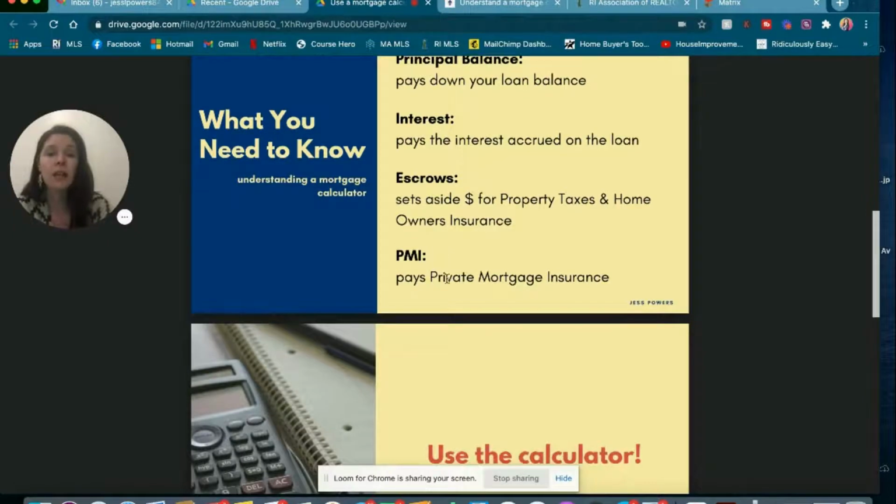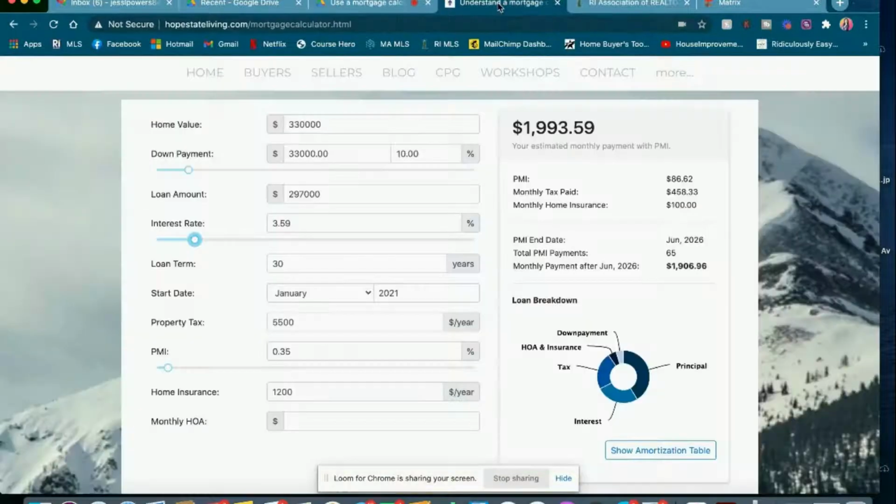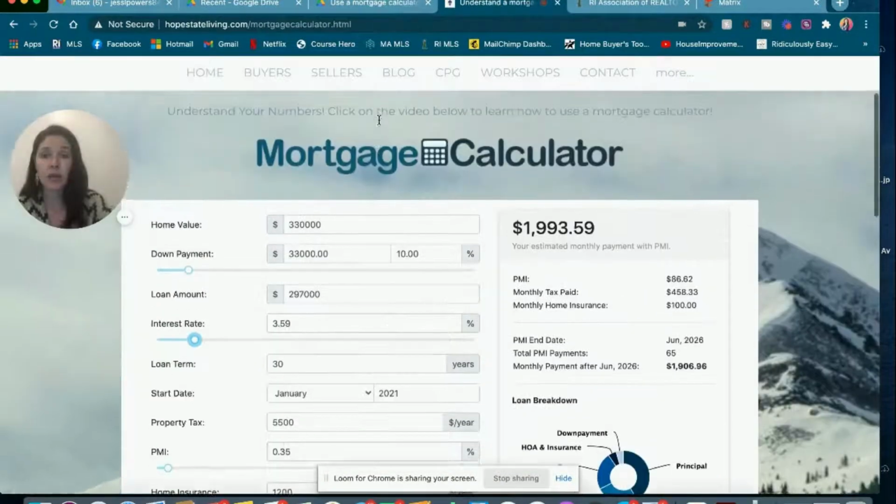And then PMI, that's private mortgage insurance. If you don't put down at least 20%, you're going to have to pay some sort of PMI. Some of them last for the life of the loan. Others is just for a time. So now let's jump in and actually look at a calculator.